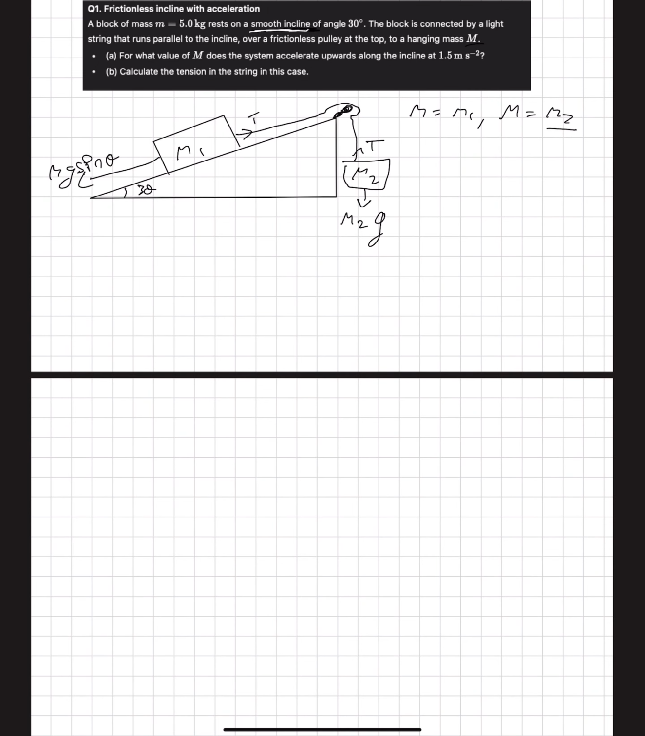So over here we have a physics problem on inclined planes for IBDP physics. This reads, a block of mass small m, which is 5 kilograms, rests on a smooth incline of angle 30 degrees. The block is connected by a light string that runs parallel to the incline over a frictionless pulley at the top to a hanging mass capital M.